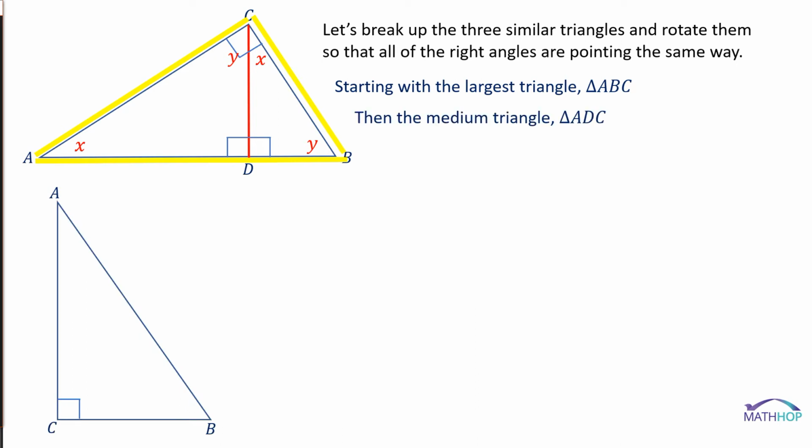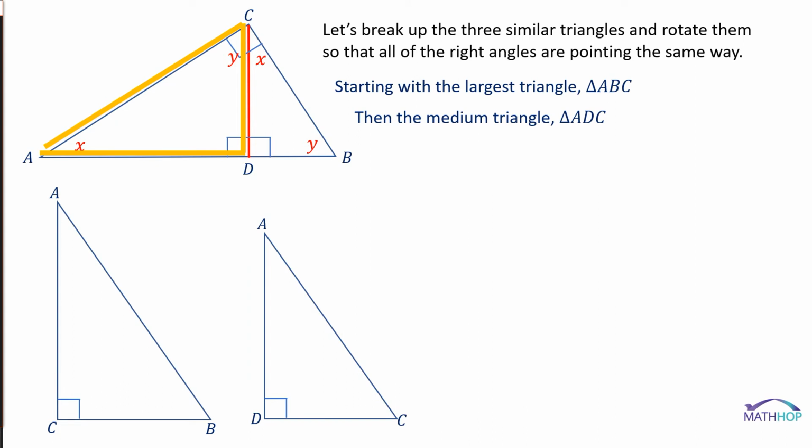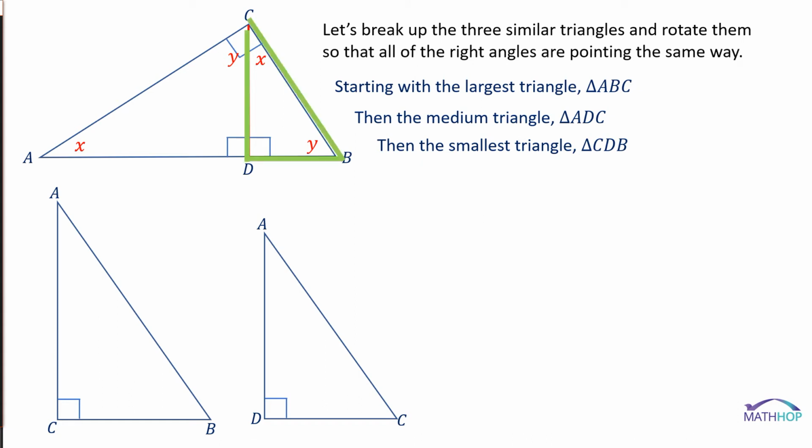Next, going to the medium triangle, ADC, we go from A to D to C. We are going to just, again, rotate it up and bring it down so that the right angle is pointing bottom left. And the smallest triangle is already facing the right way. It's really easy to see. We have triangle CDB, and we could just bring that down again, D being the right angle, and it's pointing left.